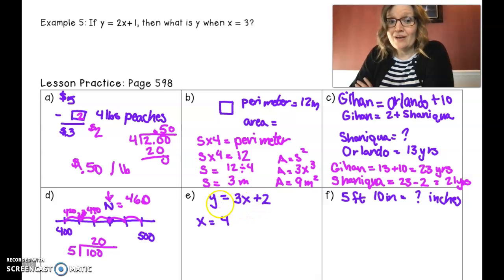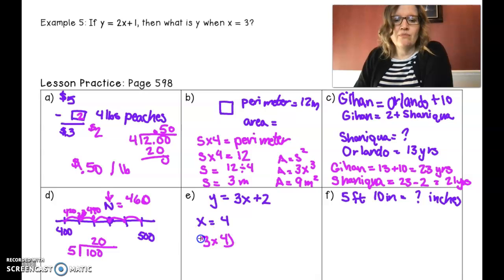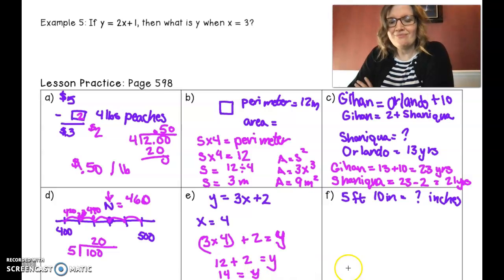And they want you to find the value for y when x is 4. So I say 3 times 4 plus 2 equals y. I do my multiplication, now I do my adding. 12 plus 2 equals y, and I'm going to say 14 equals y. Yeah, there we go. And finally, our last mystery, our last puzzle.